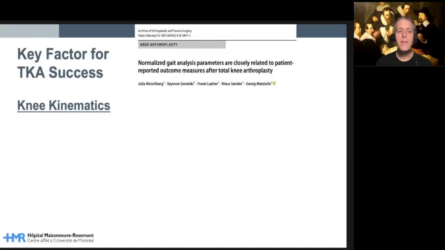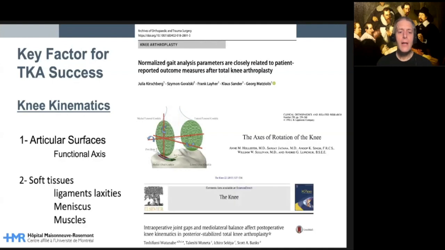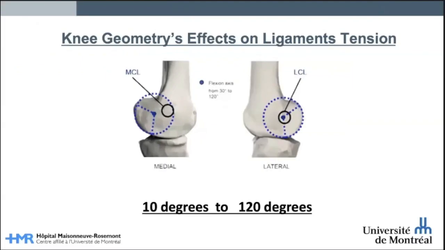We know that the key factor for total knee arthroplasty success is to restore normal knee kinematics. The knee kinematics are linked to the geometry of the articular surfaces and the functional axis of the knee joint. It also relies on the soft tissue tension and laxities. Let's start with knee geometries, and their effect on ligament tension.